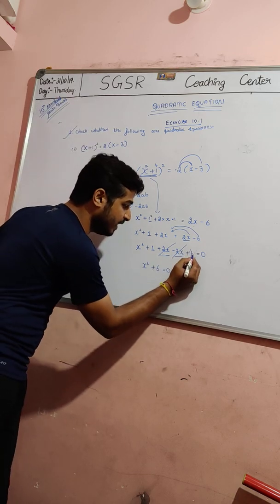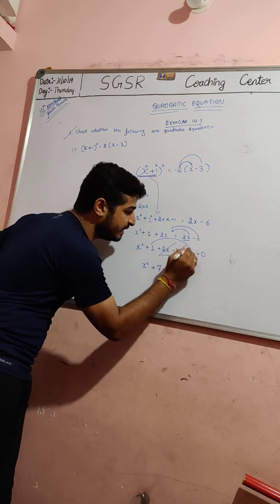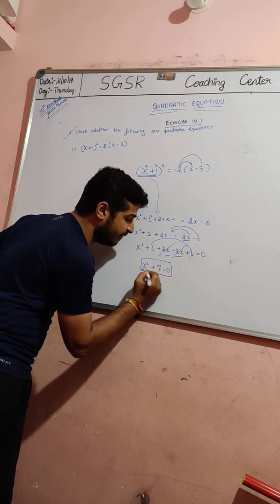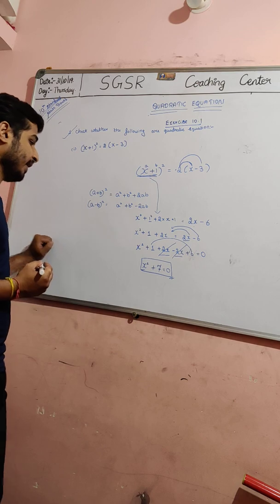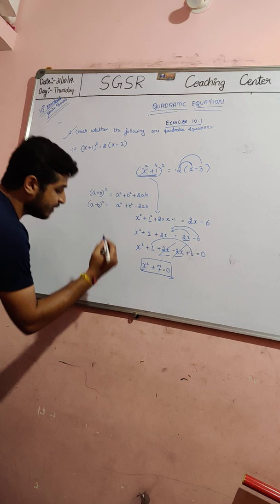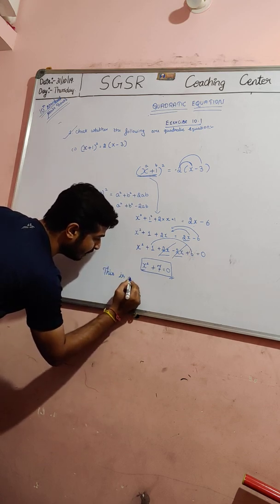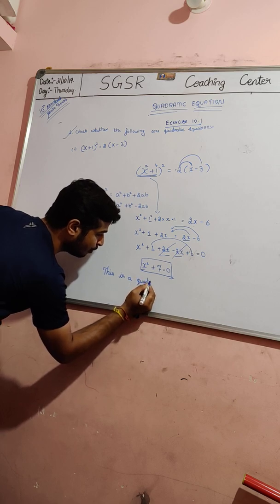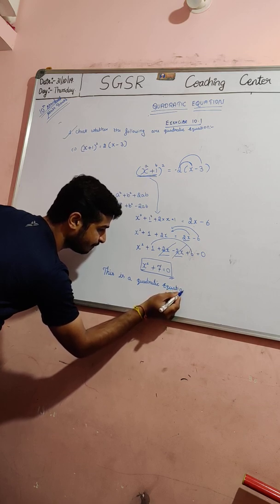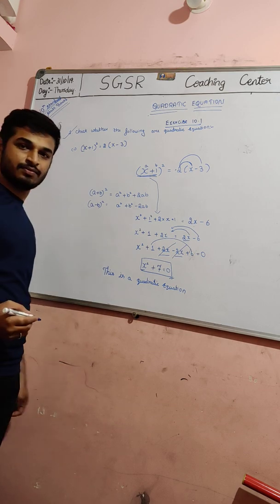So students, 6 plus 1 is 7, so you should add these two values. Next, x square plus 7 will be equal to 0. Now this becomes a form of quadratic equation. Okay, it is a form of quadratic equation.